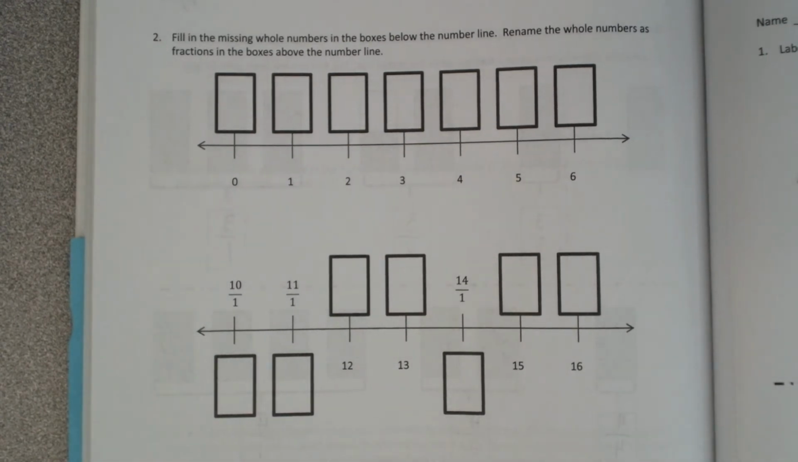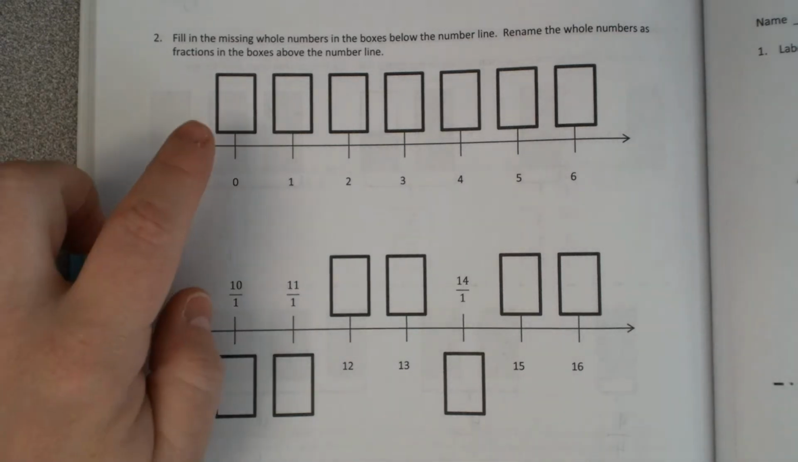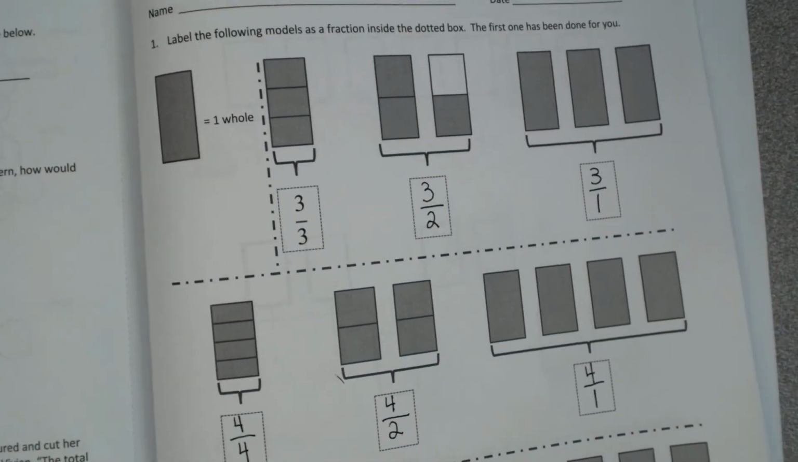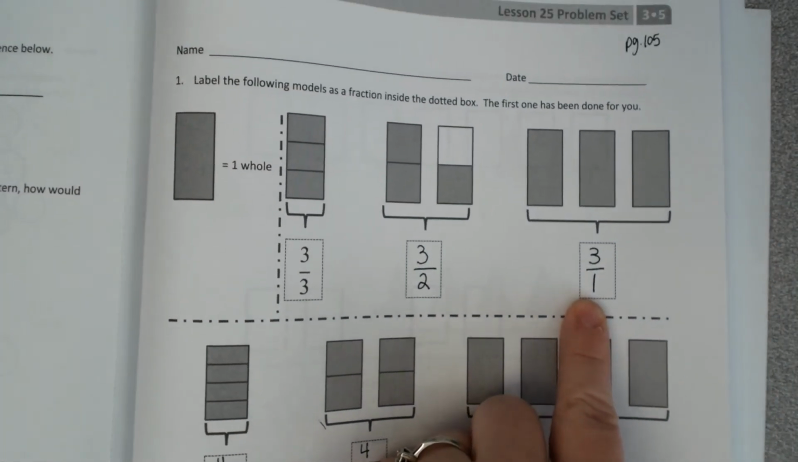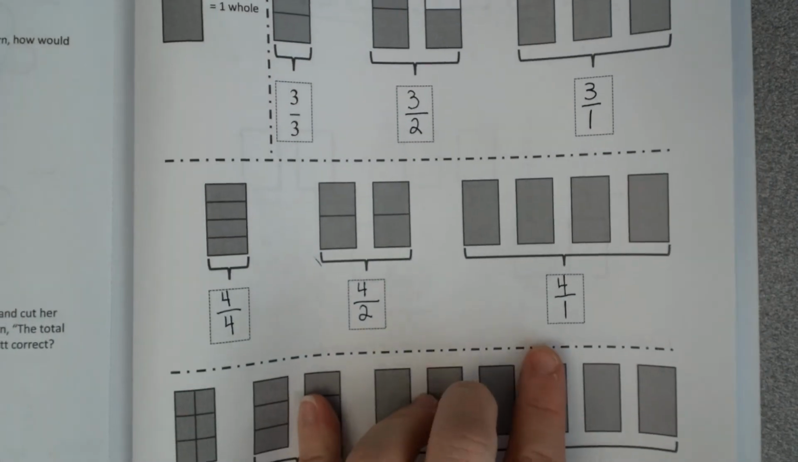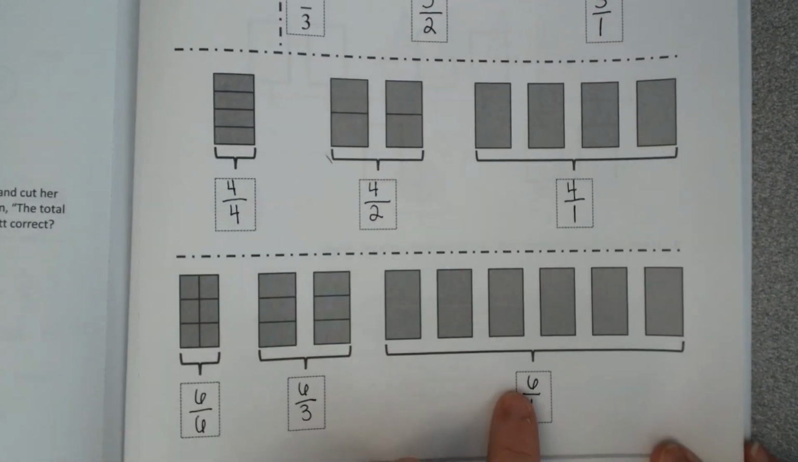On the back it says, fill in the missing whole numbers. In the boxes below the number line, rename the whole number as fractions in the boxes above the number line. Okay, so we can do that. So it's asking us to represent the whole number as a fraction, just like we did here, here, and here.